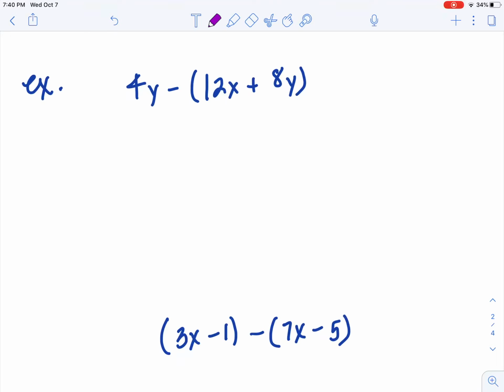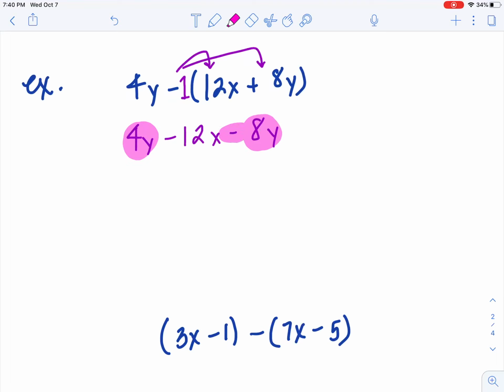Here we've got 4y minus, and then in parentheses, 12x plus 8y. So this really is like a minus 1 times that. So this will become 4y, and then distributing that negative 1 through, this becomes a minus 12x minus 8y. Then combining my like terms, if I highlight those, I've got a 4y and an 8y, and then take that sign. So that's really a negative 8y. So 4y minus 8y is a negative 4y, and then I'm left with that minus 12x. Now I cannot combine anything further, so we are done. We're simplified.